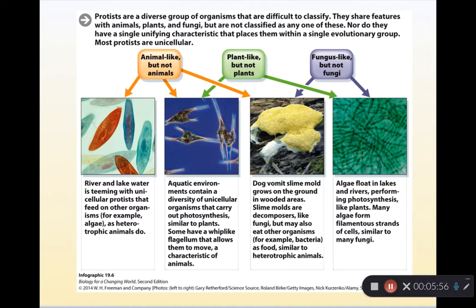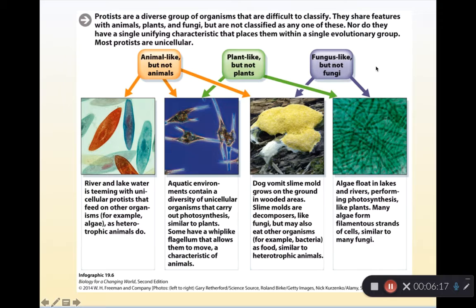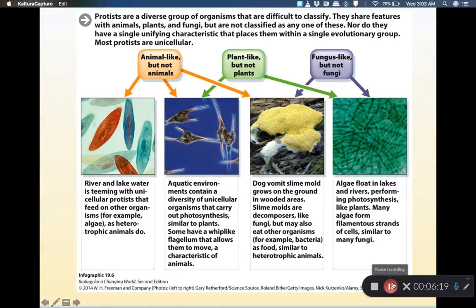So your book does a good job of talking about a couple of these interesting different ones. Like, for example, there's a slime mold. And when you think about slime mold, you think fungus. But unlike fungus, the way that they ingest the food is very different. And so ultimately, it's classified as a protist.